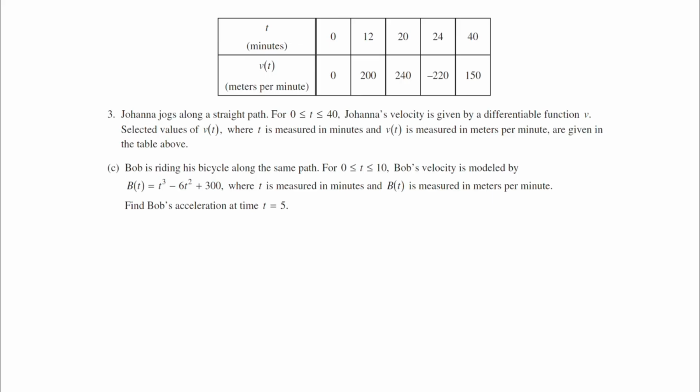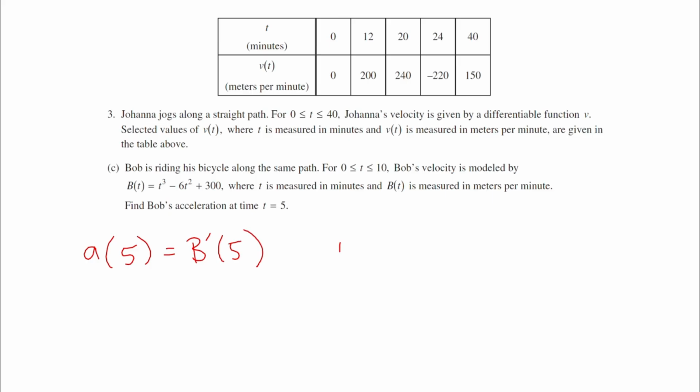In part C, we've got this other person, Bob. Bob's riding his bicycle along the same path, and his velocity is given by this function b of t, t cubed minus 6t squared plus 300. We want to find his acceleration at t equals 5. Well, the acceleration of Bob should just be b prime of 5.